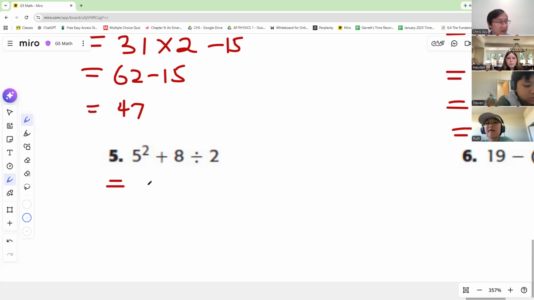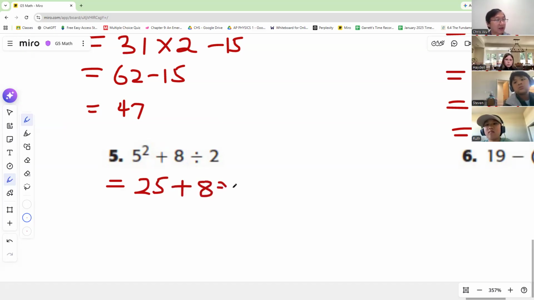16 with a remainder of 1. That is incorrect. You shouldn't have any remainders because the first thing we want to do is parentheses, no parentheses. The second thing we want to do is exponents. Well, there's an exponent here, right? So that's the first one we do. And that will give me 25 because 5 squared is 5 times 5, that's 25.